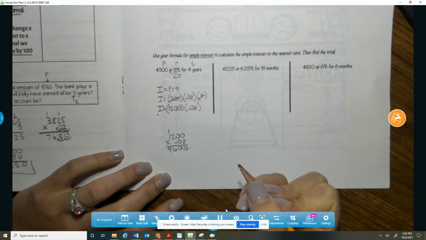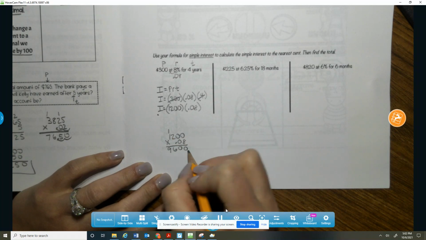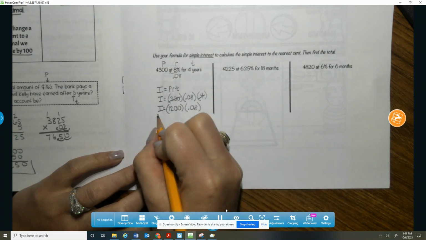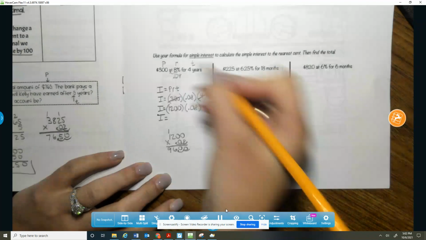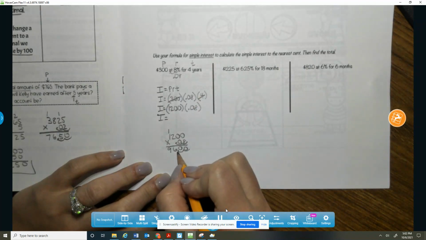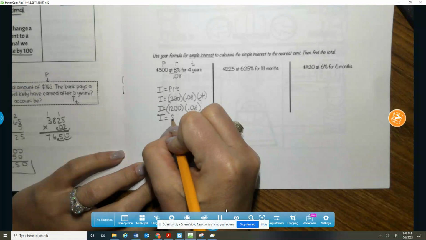I don't have to finish out my 0 because it's just going to be zeros across here. I do need to move my decimal out twice and move it back in. So my interest that is earned, we're just going to pretend that we were saving money. Our interest earned on this amount of money for 4 years was $96.